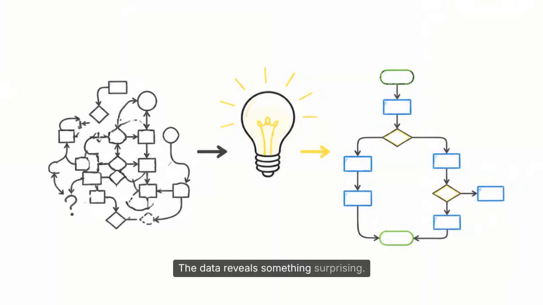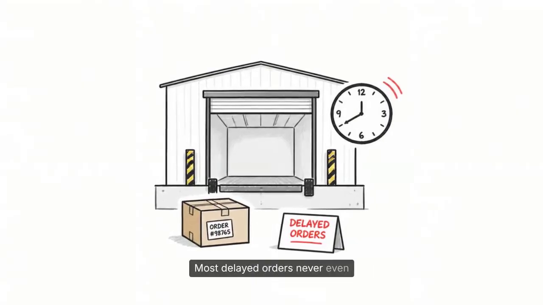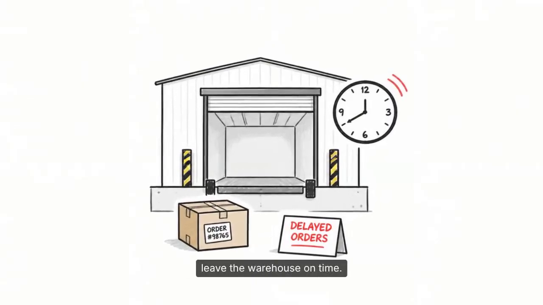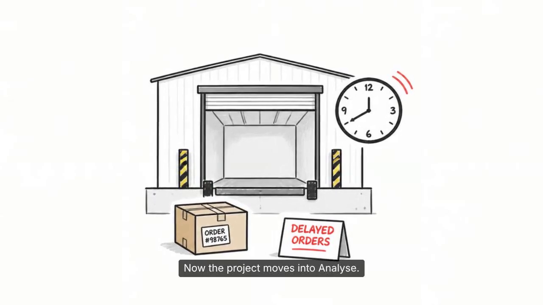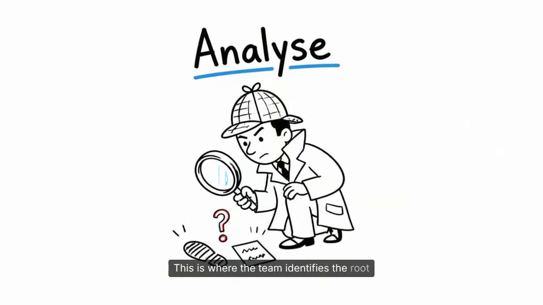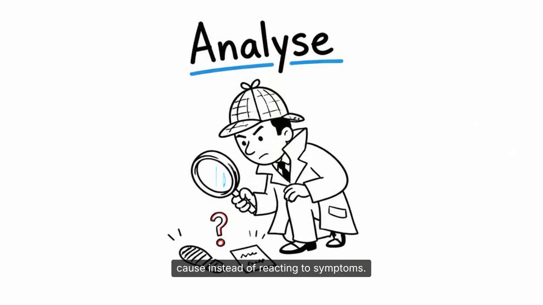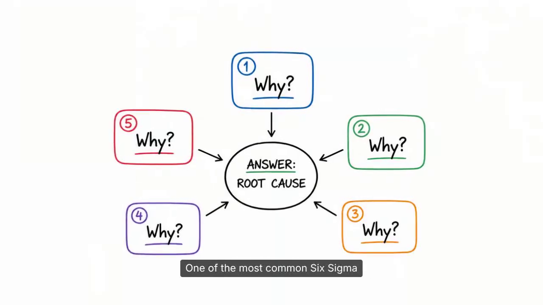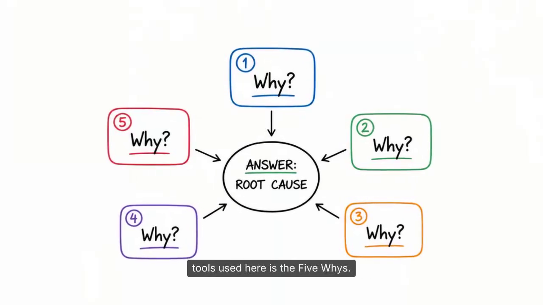The data reveals something surprising. Most delayed orders never even leave the warehouse on time. Now the project moves into Analyze. This is where the team identifies the root cause instead of reacting to symptoms. One of the most common Six Sigma tools used here is the 5 whys.